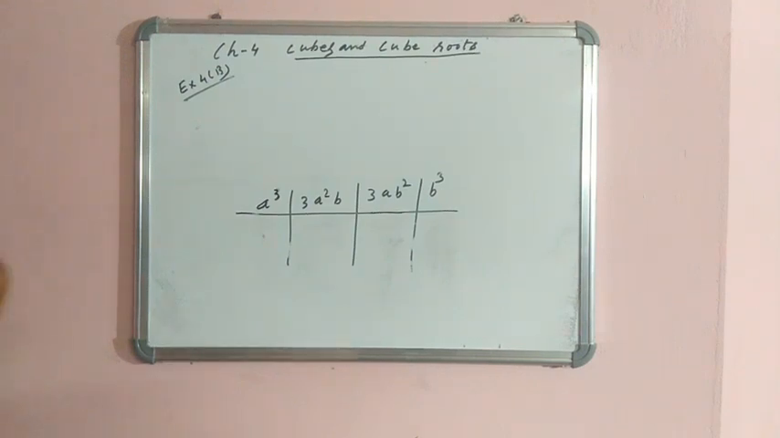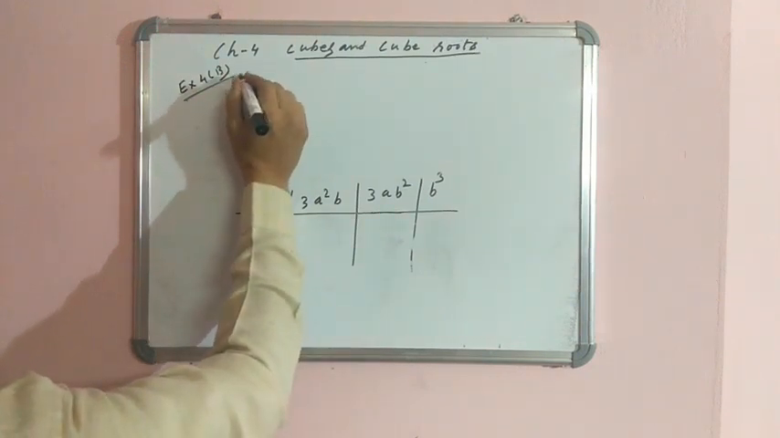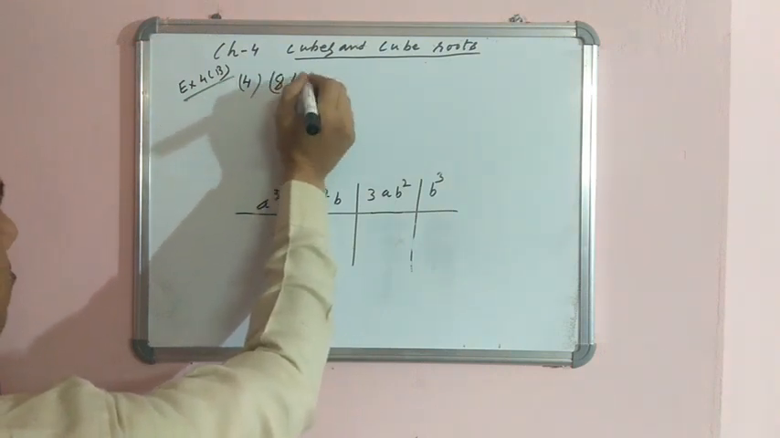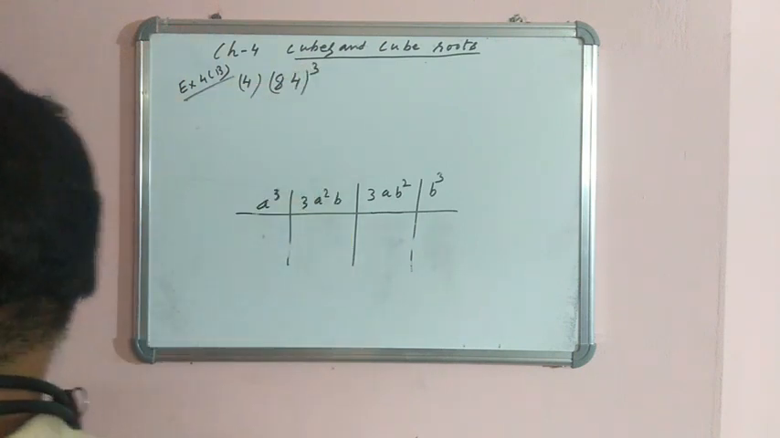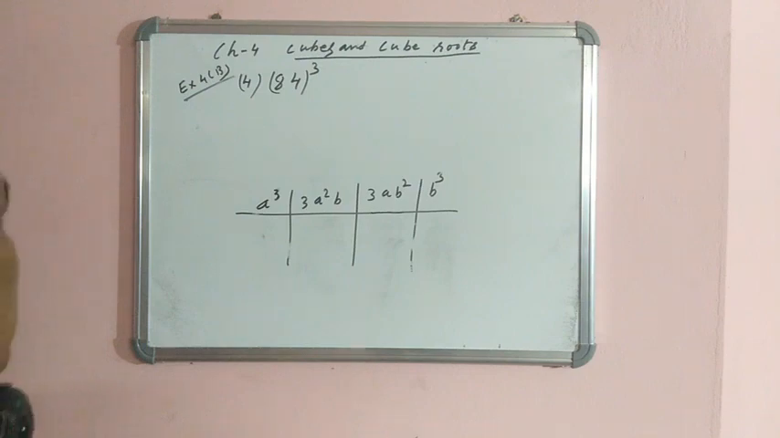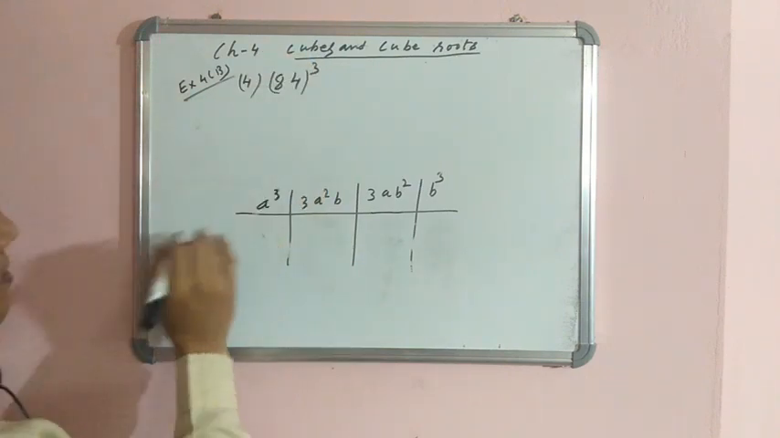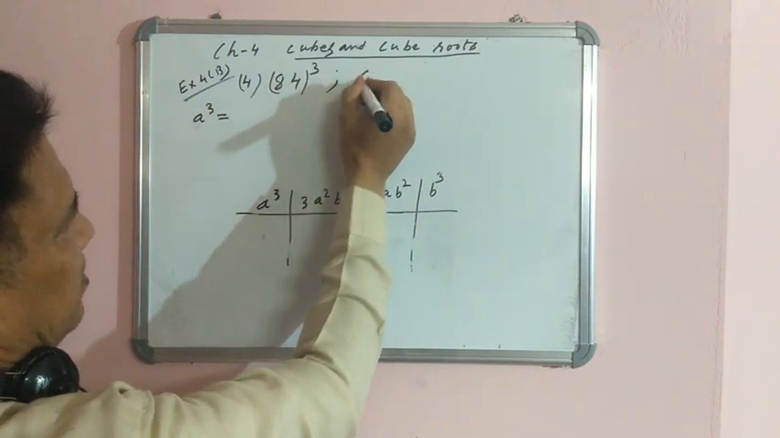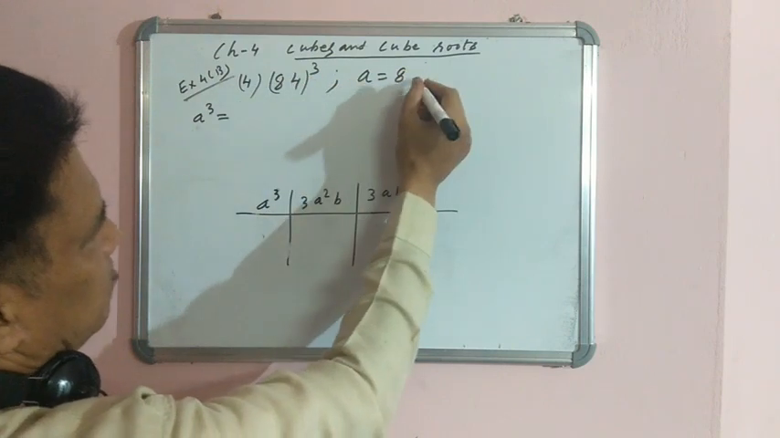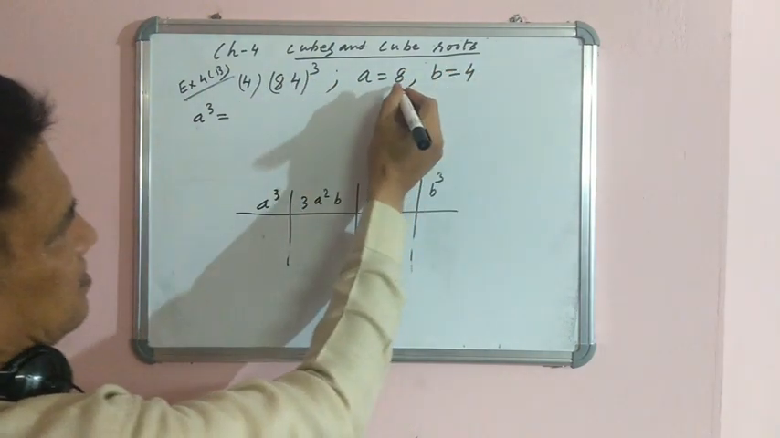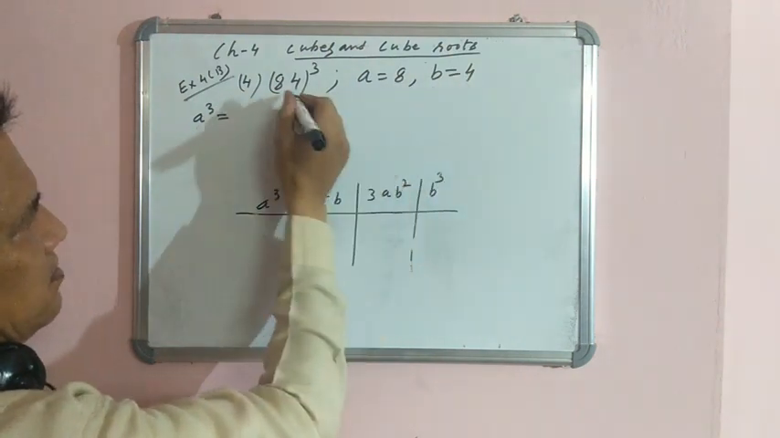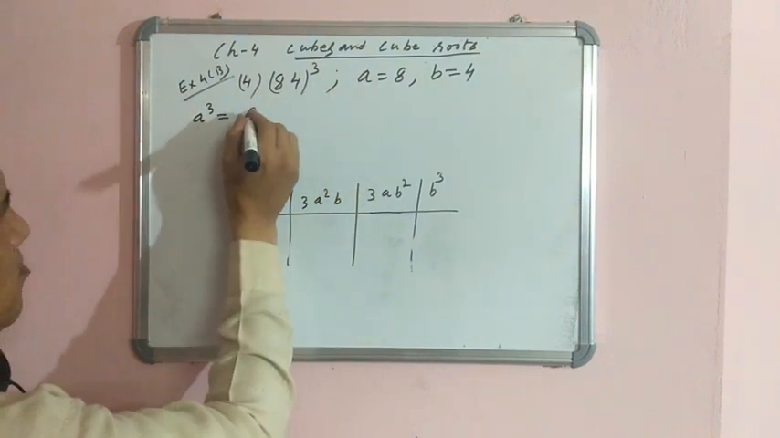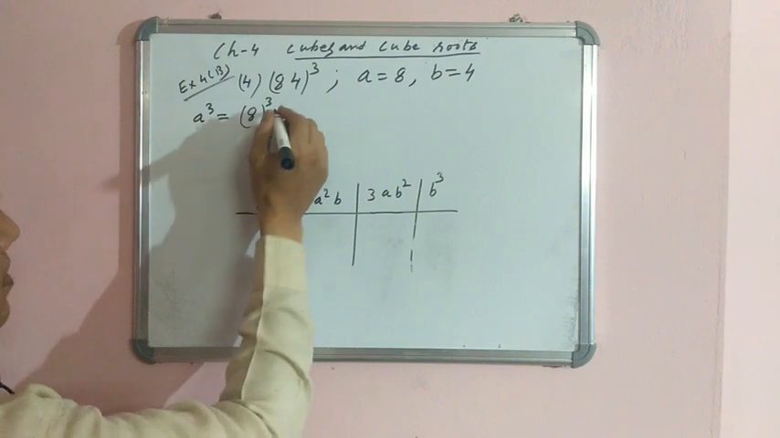Now next question I am taking, question number 4. That is 84 whole cube. So we have to calculate 84 whole cube. So first we will calculate a cube. Here the value of a is equal to 8 and the value of b is equal to 4. That is tens digit 8 and units digit 4. Now we will calculate according to the columns. A cube, that is 8 cube. 8 cube you are getting.